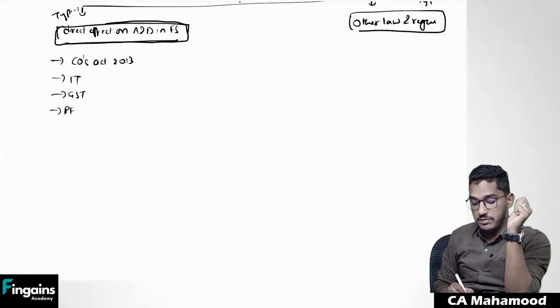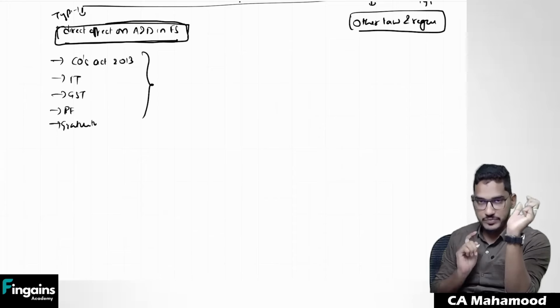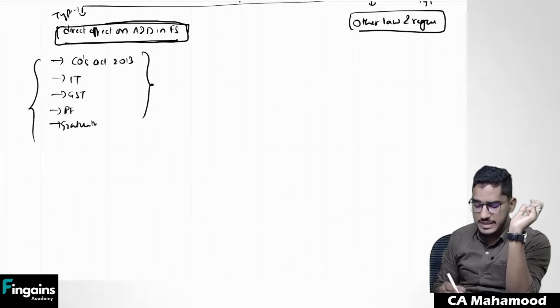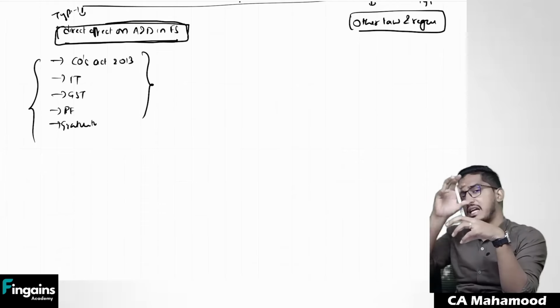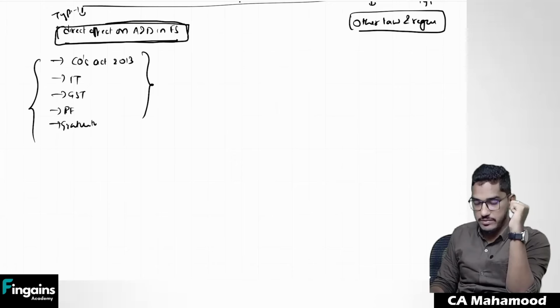PF Act, that provision, that provident fund amount, gratuity amount, bonus amount, whatever you are calculating in the financial statements, they are directly determined by these laws. So these are the examples of type 1 laws which have a direct effect on determination of amounts and figures, amounts and disclosures in the financial statements.